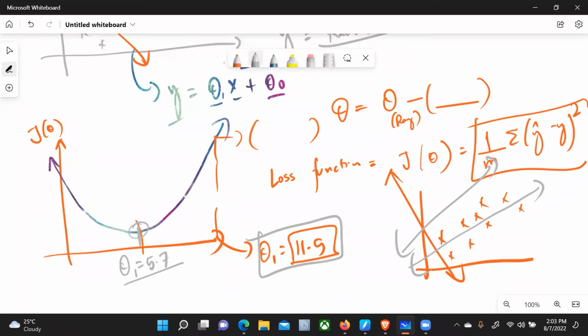So in mathematics, we have a trick. This is called slope. Via slope, we can get the direction. Now, how is slope calculated? Does anyone know this? Slope is tan theta.